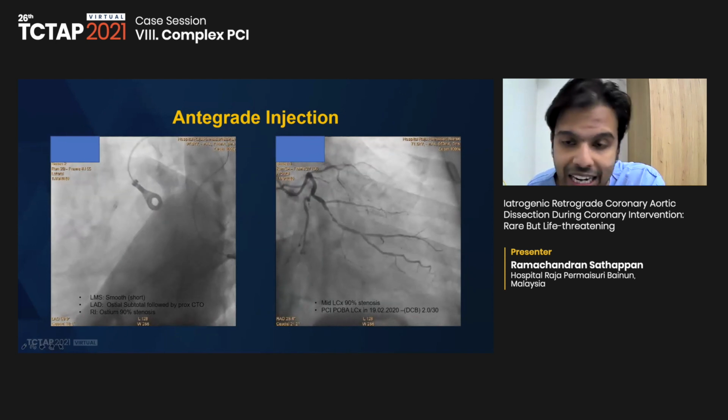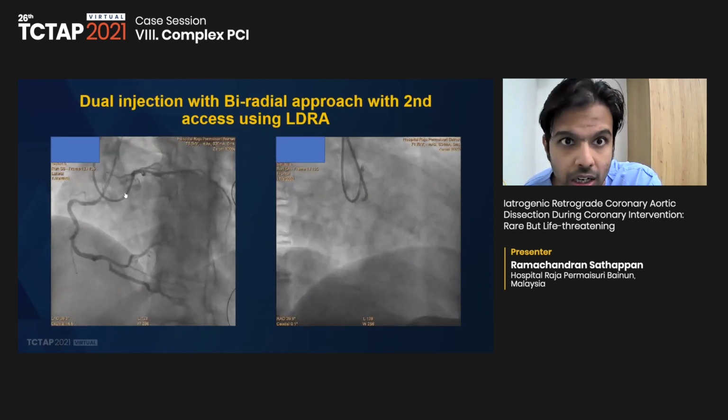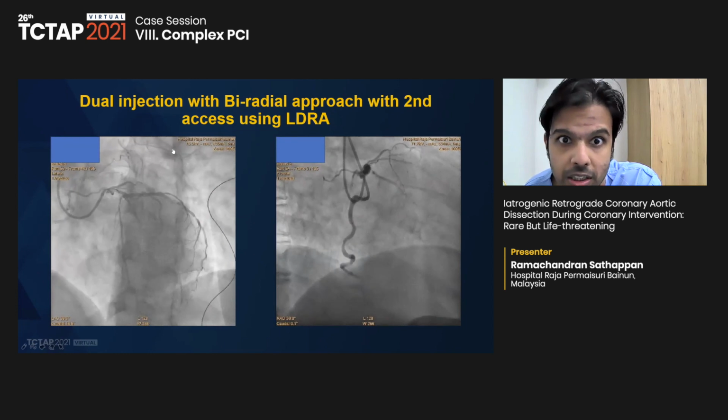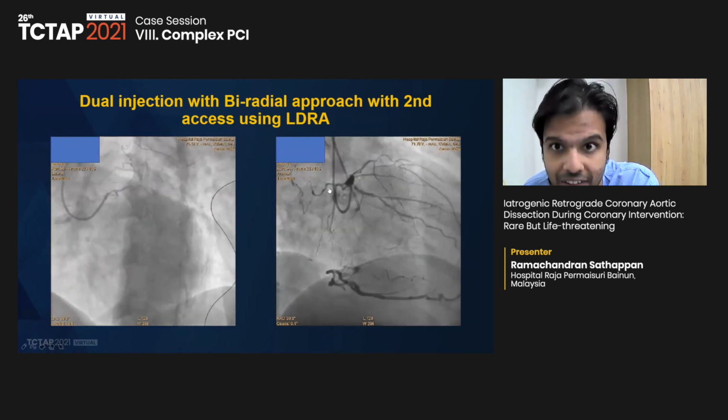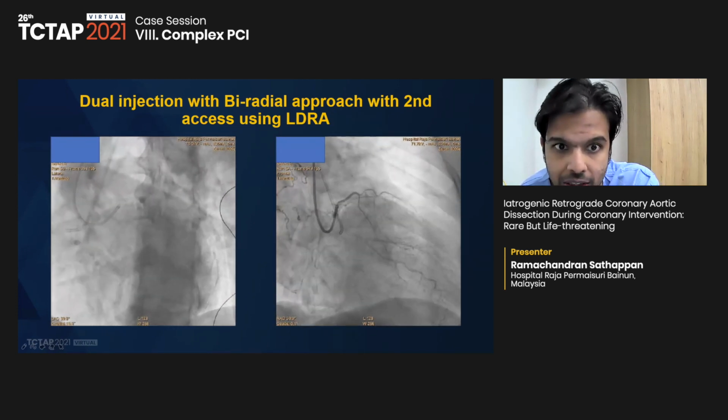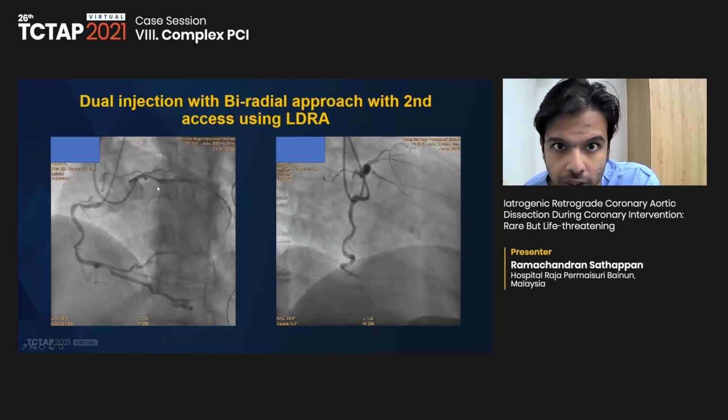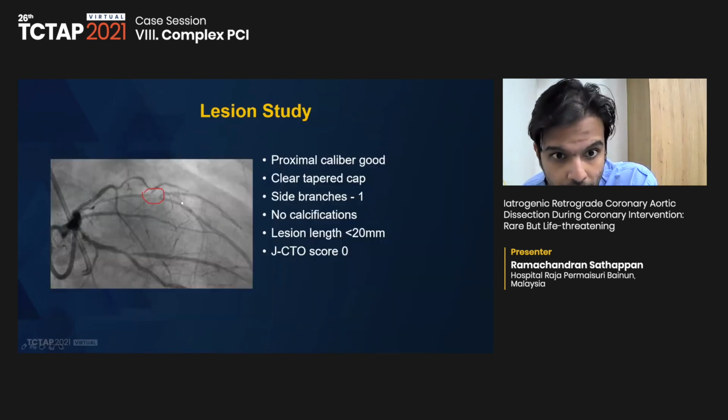So like any CTO intervention, we did a dual injection using a biradial approach with a second access using a left distal radial approach, as you can see here. So we studied the lesion. The collaterals were very good from the RCA here. And as you can see here, it was a very favorable lesion with a JCTO score of 0.